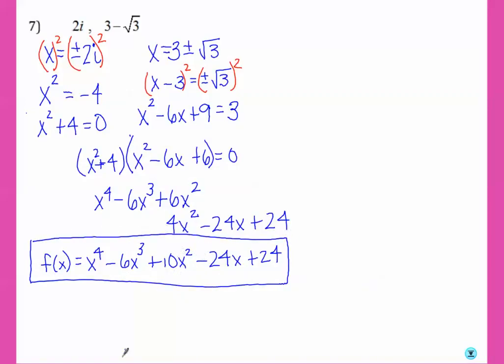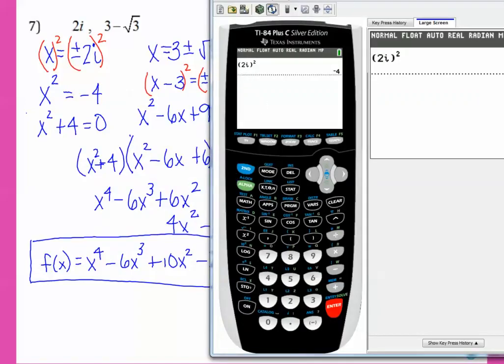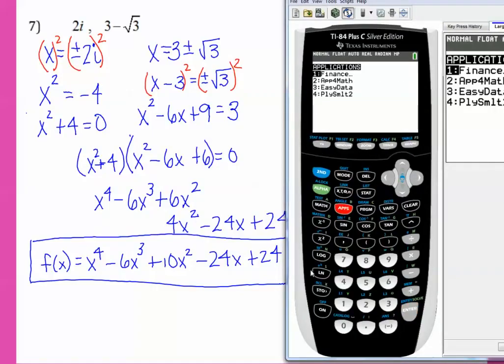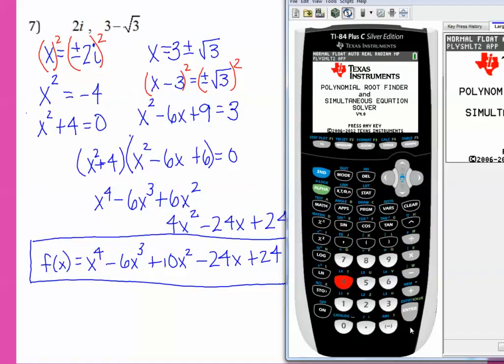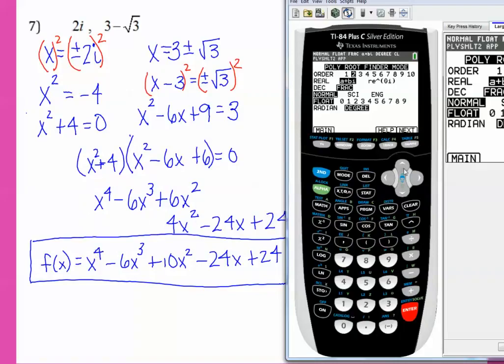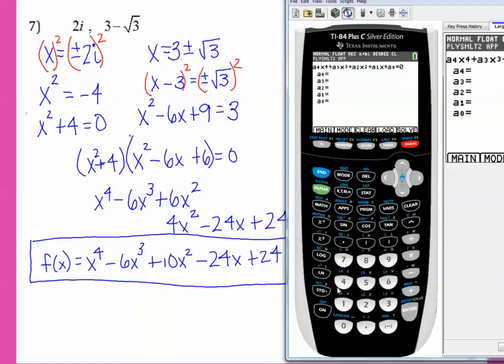One way to help check your answers to these is to use our poly root finder. So if we go to apps, PlySmlt, choose our root finder, we ended up with an x to the 4th polynomial. Go to the next screen, put in our coefficients, so 1, negative 6, 10, negative 24, and positive 24. And if we solve it, we should get plus or minus 2i and 3 plus or minus the square root of 3.